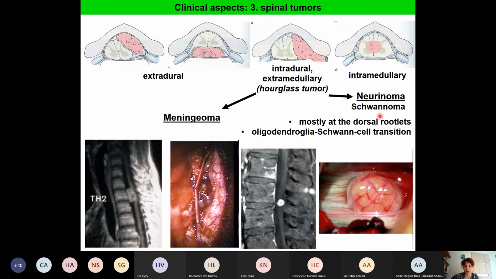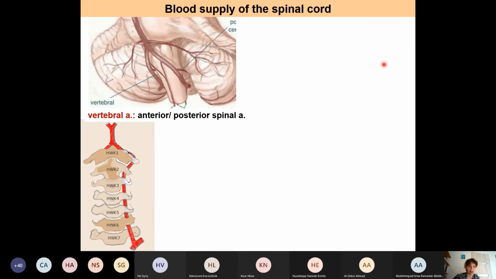Or the other tumor is the neurinoma, it starts from the Schwann cells, and it is also an extramedullary intradural tumor, and it can also compress the spinal roots. And you will see that these tumors mostly appear on the surface of the spinal cord, where the oligodendroglia and the Schwann cell transition is located. We will speak about these tumors also later.